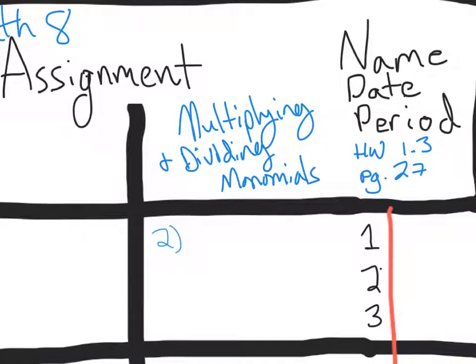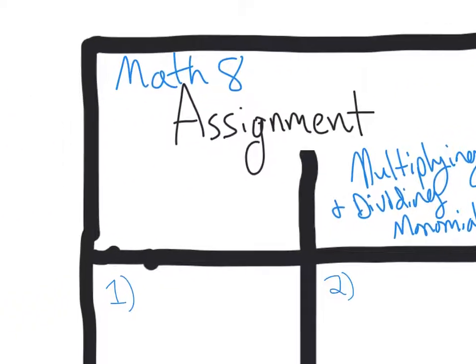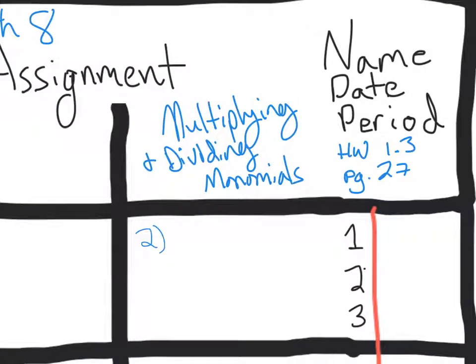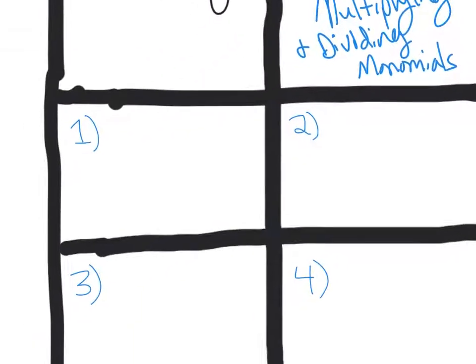Hey everyone, it's Mr. Vargas here, looking to help out my Math 8 class with their homework assignment, which is homework 1.3, page 27. It's called Multiplying and Dividing Monomials. Let's jump right on into it.